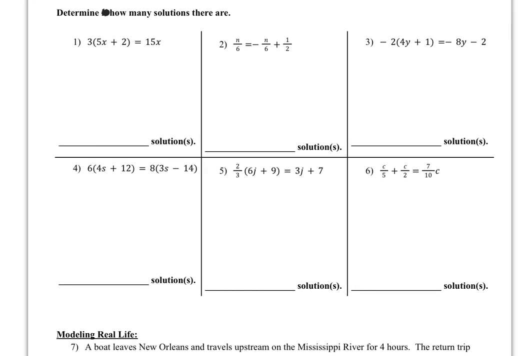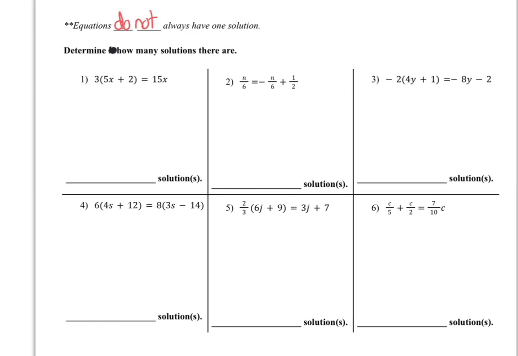So this first one, we have 3 times 5x plus 2 equals 15x. What are we going to do first? Distribute. Good. What operation do we use for distributing? Multiplication. Perfect. So we have 15x plus 6 equals 15x. And remember, keep your equal sign lined up. That's keeping yourself organized.